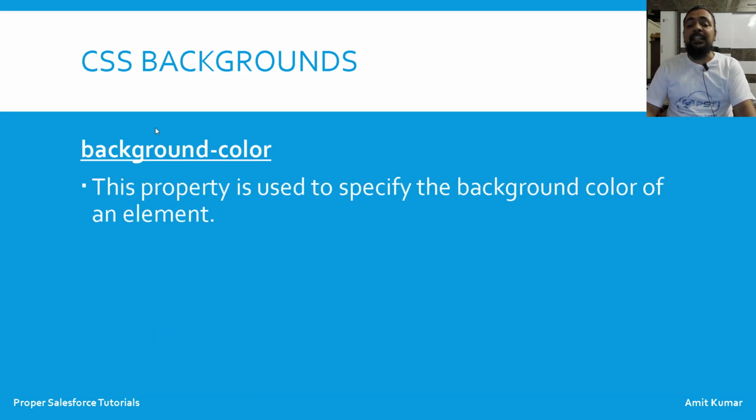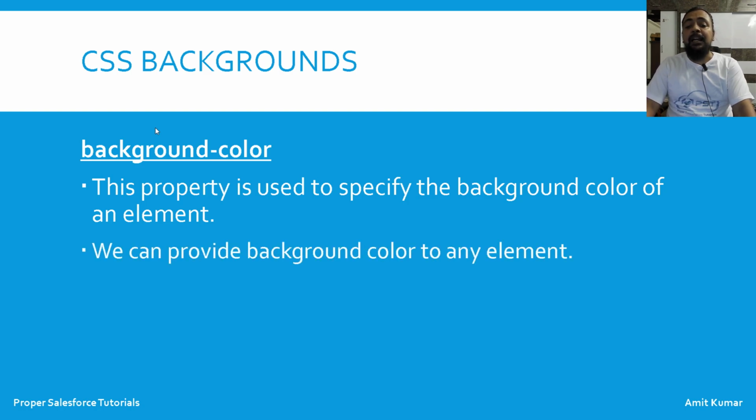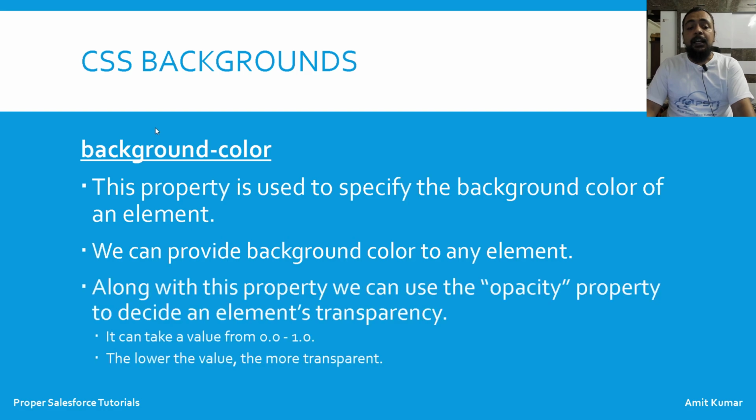Background color property is used to specify the background color of an element. We can provide background color to any element, and along with the property we can use the opacity property to decide an element's transparency. The opacity property can take a value from 0.0 to 1.0. The lower the value, the more transparent it would be.